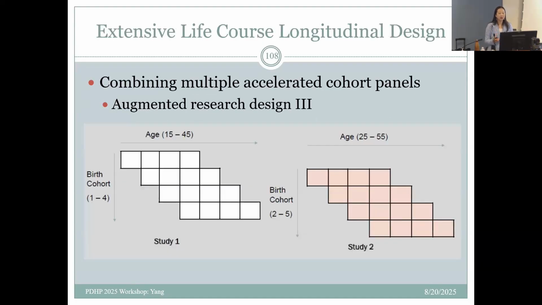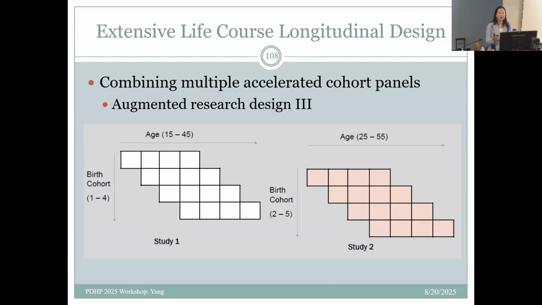And here, this looks familiar. What I'm trying to show is that this is an extensive life course longitudinal design that combines multiple accelerated cohort panels that we just talked about in design 3. So in a way, it's augmented research design 3. It's a mega design 3.